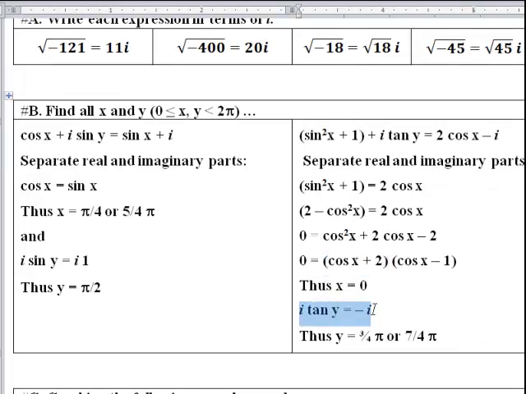i tangent y equals negative i pretty much boils down to tangent y equals negative 1. So I guess I could put a 1 right here. There. So tangent y equals negative 1, and that happens at an angle of 45 degrees, except it would be a positive 1, so therefore it's 135 degrees in the second quadrant, 3/4 pi, and again in the fourth quadrant at 315 degrees, so 7/4 pi. That's where the tangent of 315 degrees comes out to negative 1.